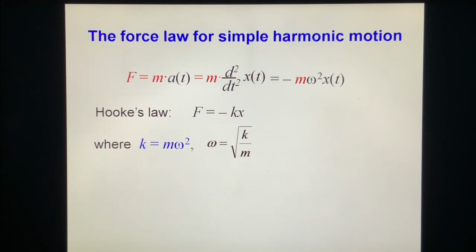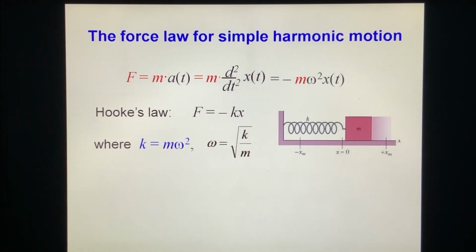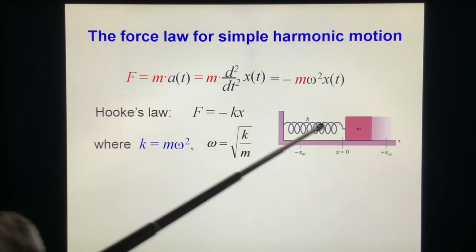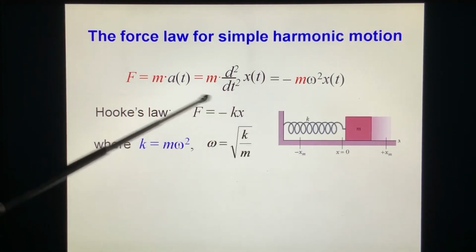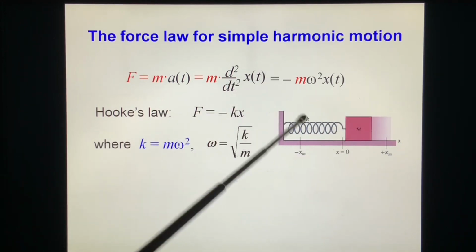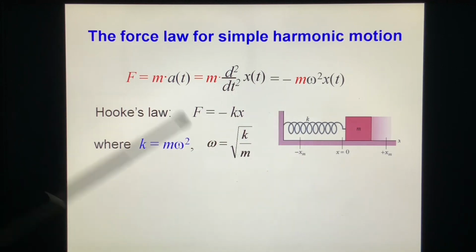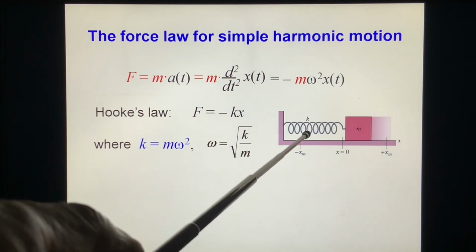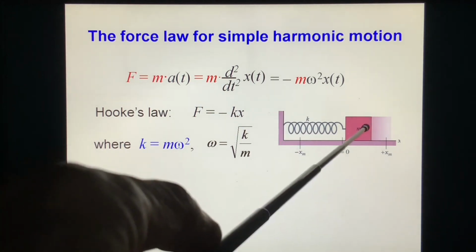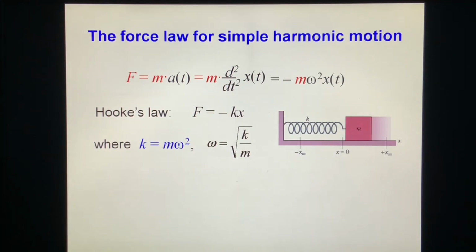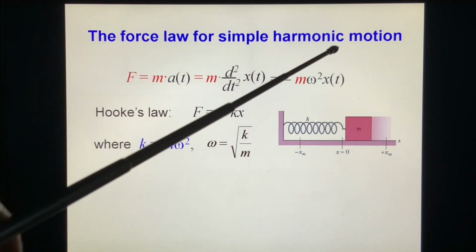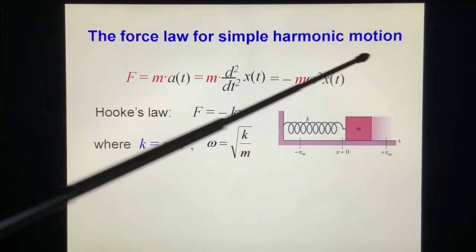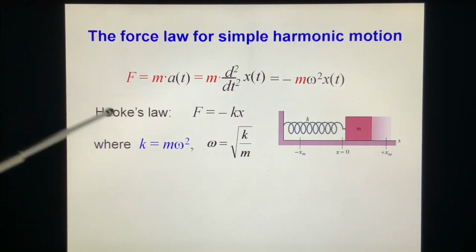So we look at this one. This block moves under the force of the spring. The spring satisfies this, so it must have simple harmonic motion. And the angular frequency omega equals the square root of K over M. K is the spring constant of the spring, M is the mass of the block. And K is equal to M omega squared. This is the law for simple harmonic motion: simple harmonic motion must have a force which obeys Hooke's law.